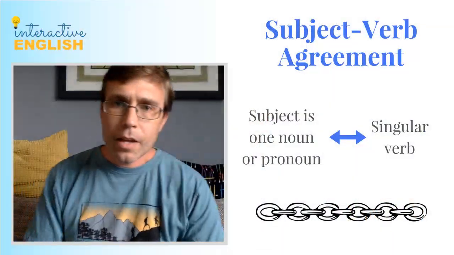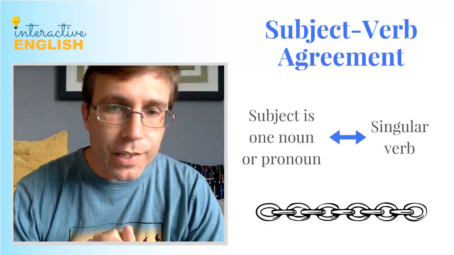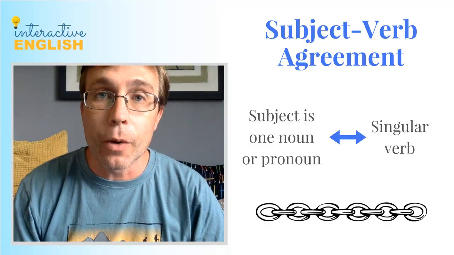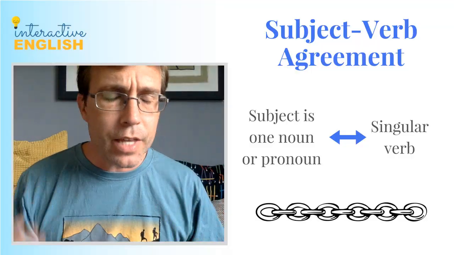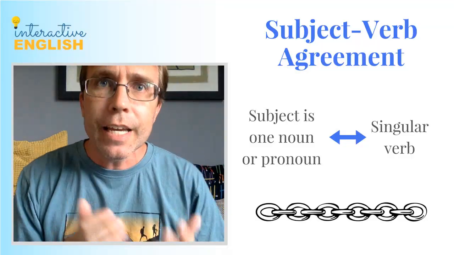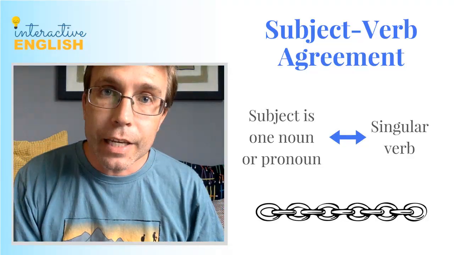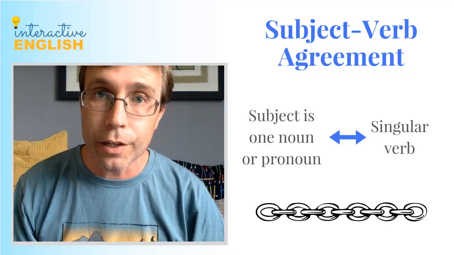Now, subject-verb agreement, if we have one subject or one pronoun, then we are talking about using a singular verb. So for example, when you think of one subject, when you think of one pronoun, think of he, she, it. And if the verb is go, he goes, she goes, it goes. Goes would be our singular verb.